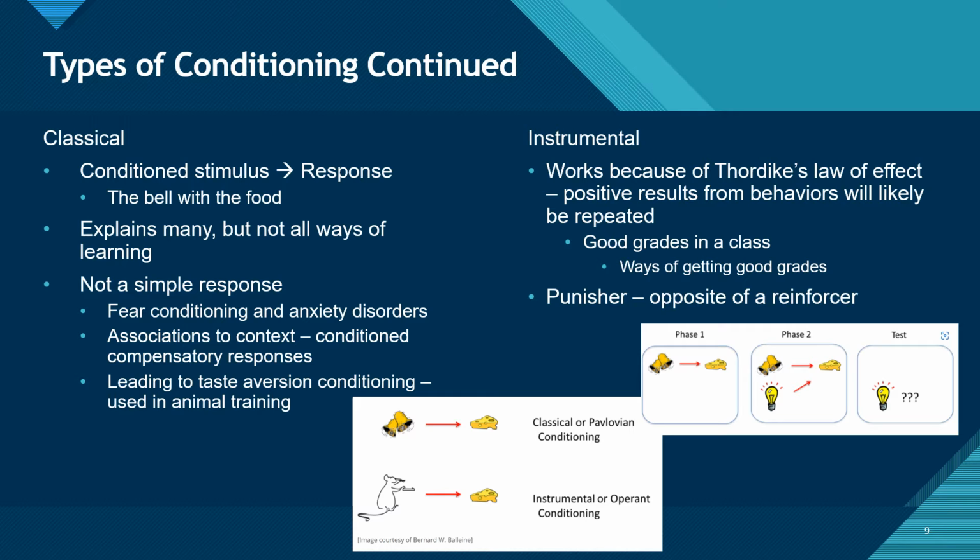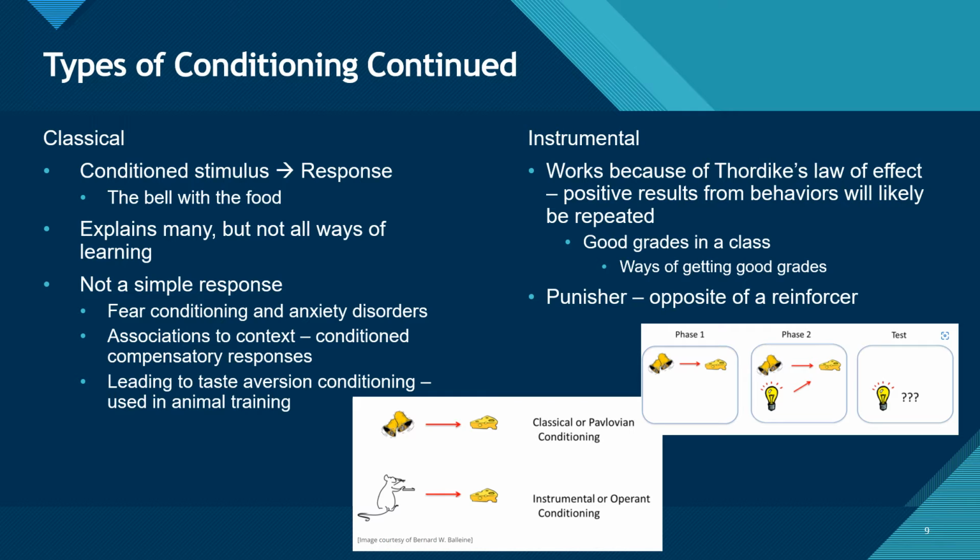There's instrumental, which works through Thorndike's law of effect. A positive result from behavior will likely be repeated. So you get good grades, you get a stimulus, and therefore you want to maintain that positive reinforcement. Then you could interpolate off that and really say, wait, if I'm no longer getting these good stimuli, no longer getting these good grades, what could I do to improve? So that's a way of learning and conditioning.